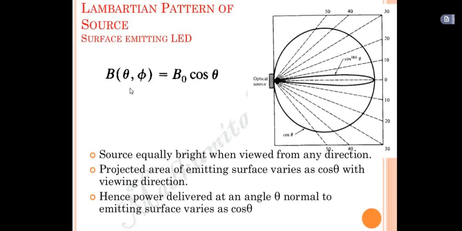So the Lambertian pattern of the source, B of theta comma phi, is equal to B naught cos theta. That's the normal relation. B naught would be for any of the angles, whatever the spaces we are considering for that optical source. It can be anything. But what you need to remember is that whatever radiance we are seeing is along the normal to the radiating surface only. Whatever the radiating surface, the perpendicular to it is called the normal here.